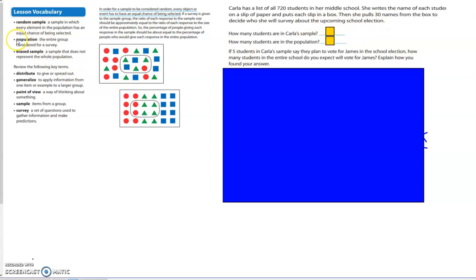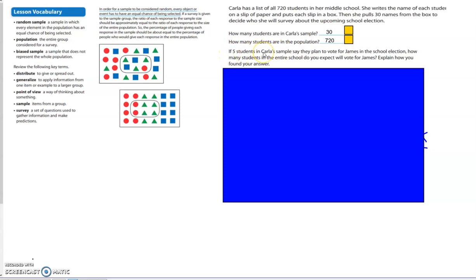So if we look over here at our definitions, we've got the population is the entire group considered for a survey. And the survey is just a set of questions used to gather information. So of the population of all 720 students, she's going to ask questions of 30 of them. She's going to ask 30 students. So how many students are in the sample? 30, those 30 students that she's going to ask.